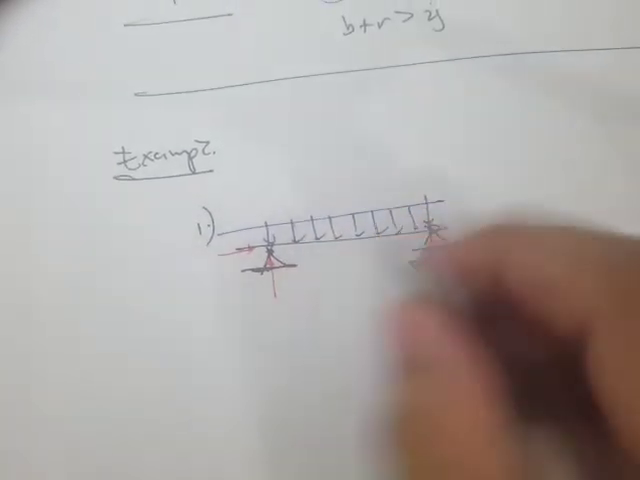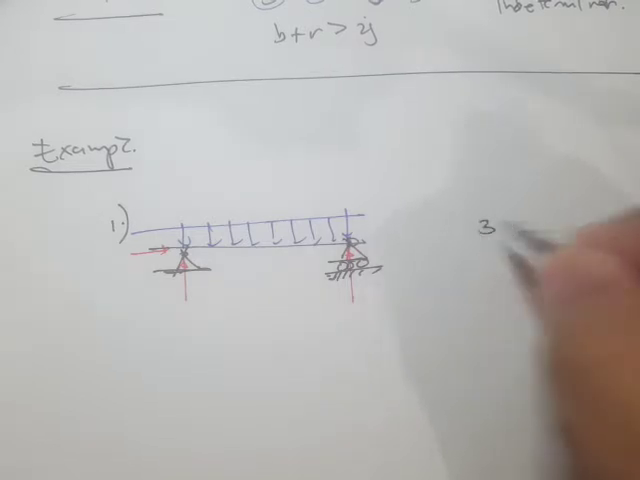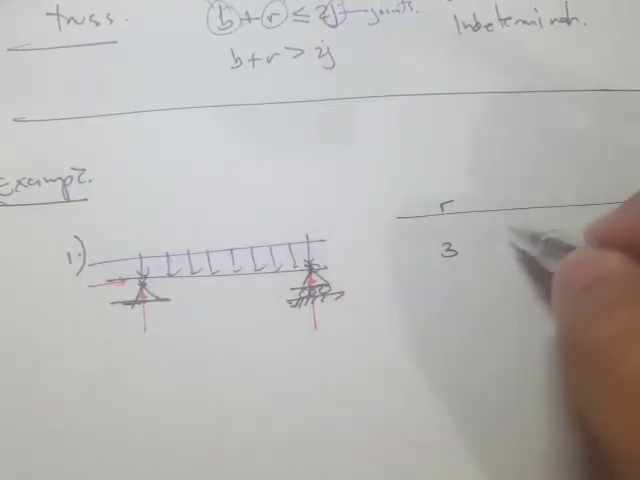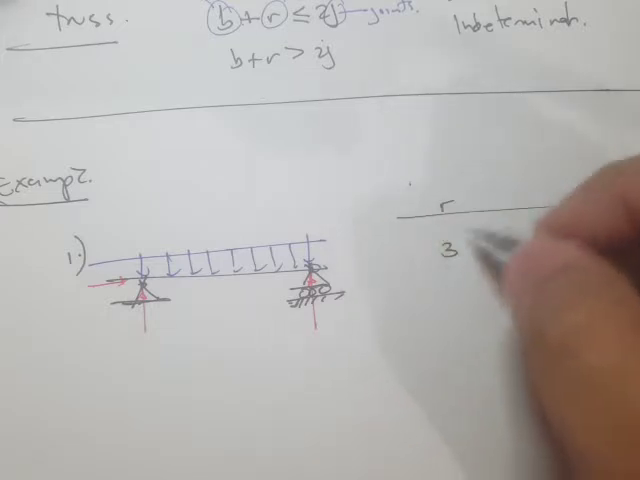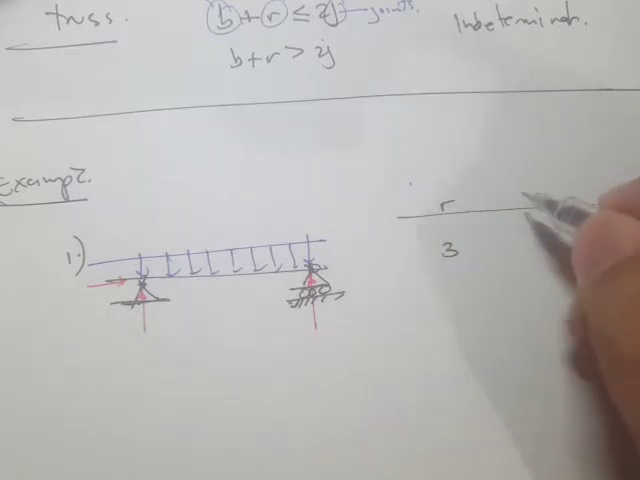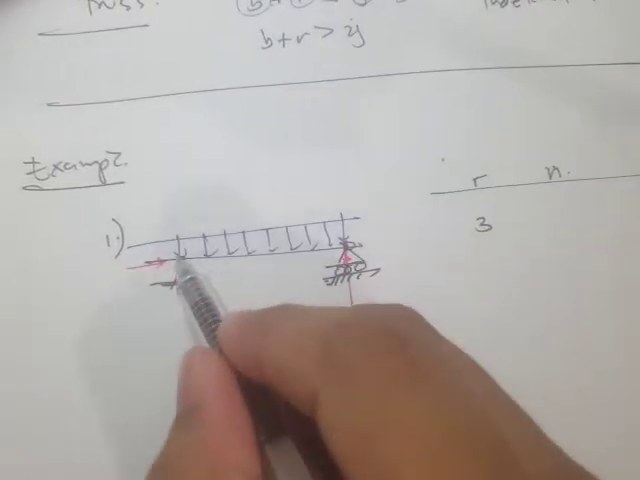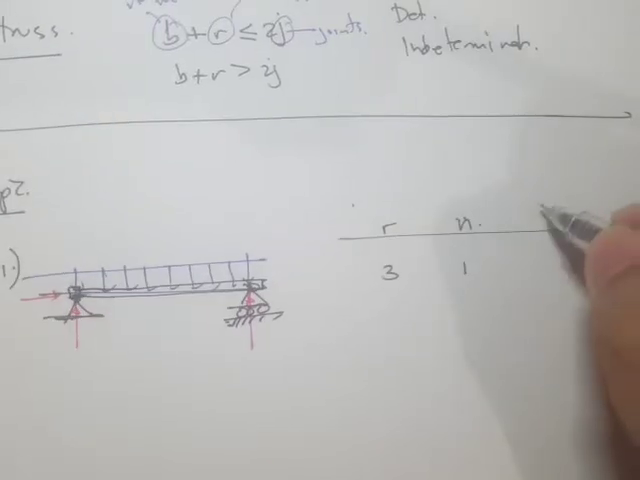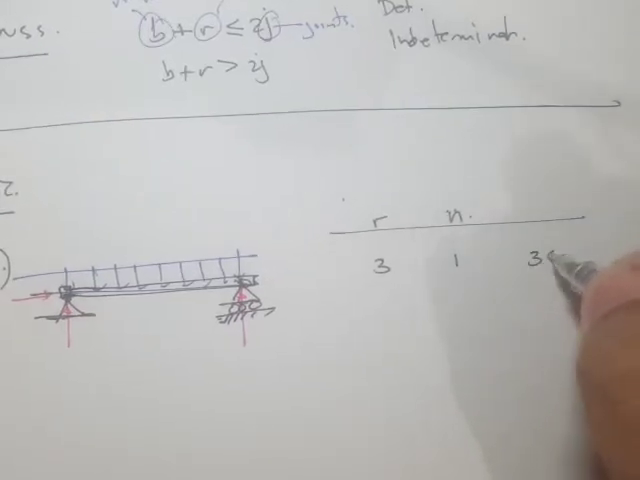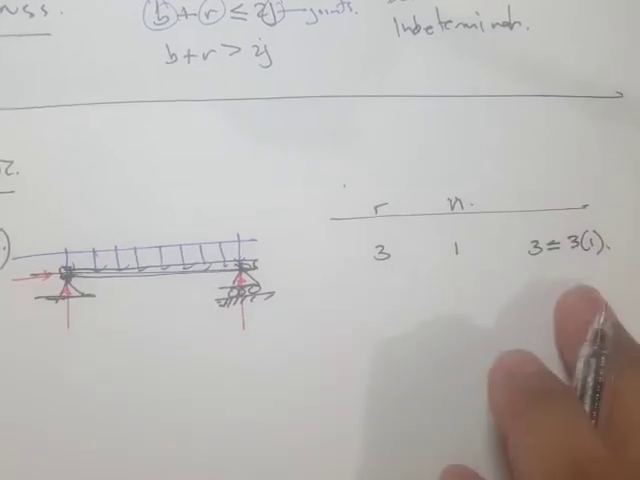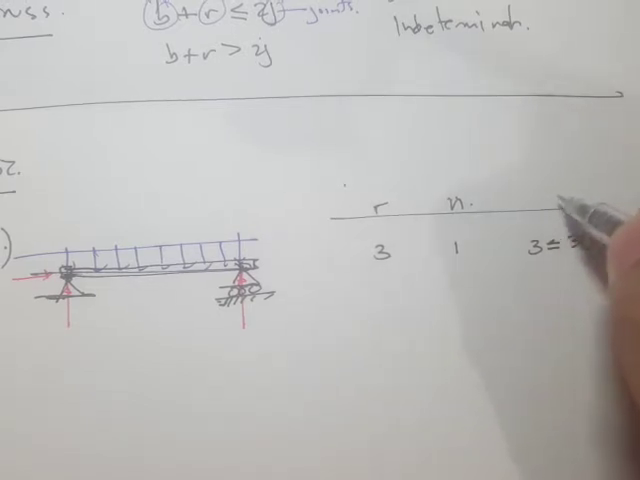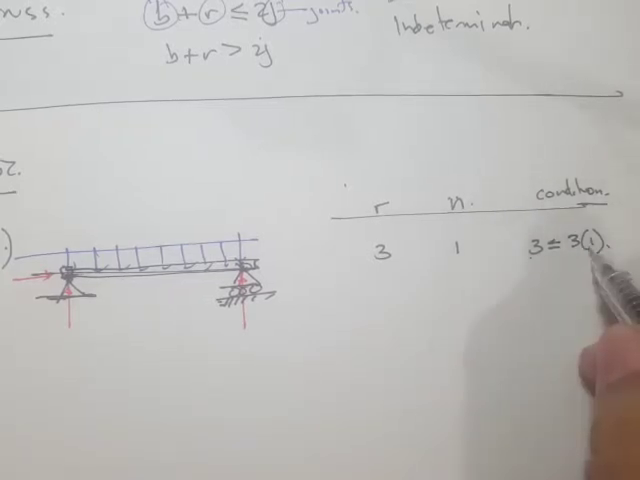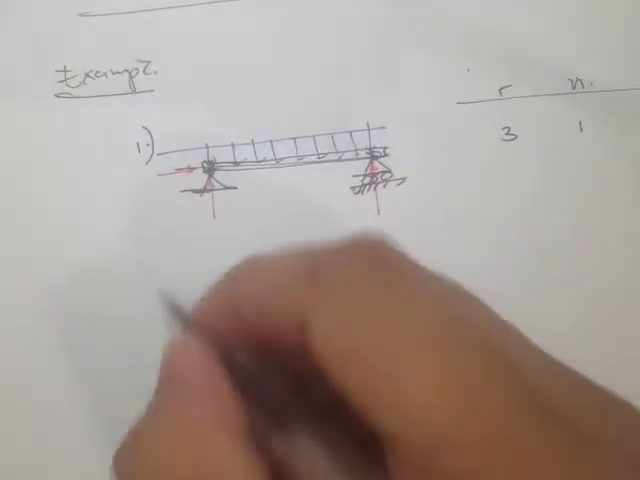So that means that we have a reaction of 3, and our number of members n, so this is just 1 member. So therefore, 3 is equal to 3 times 1. So therefore this is determinate. This is the condition. 3 is equal to 3, so it is a determinate problem.